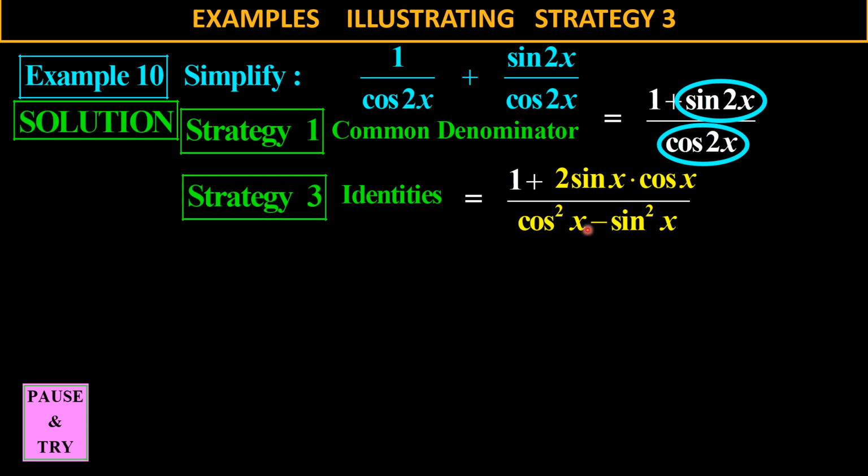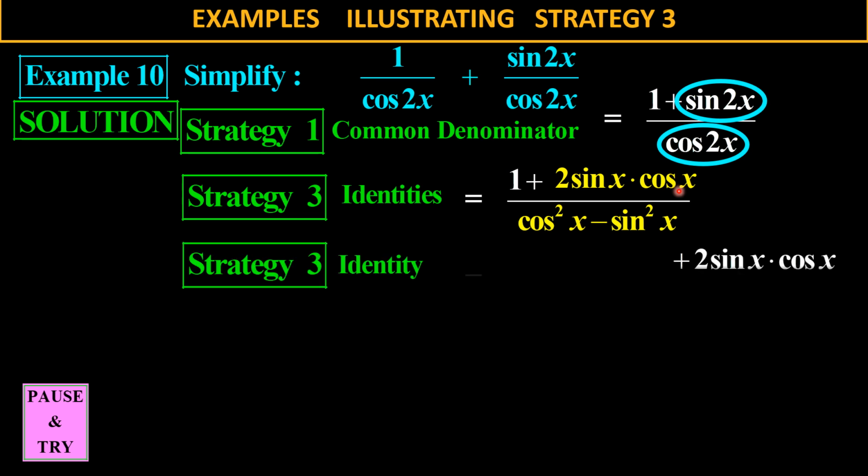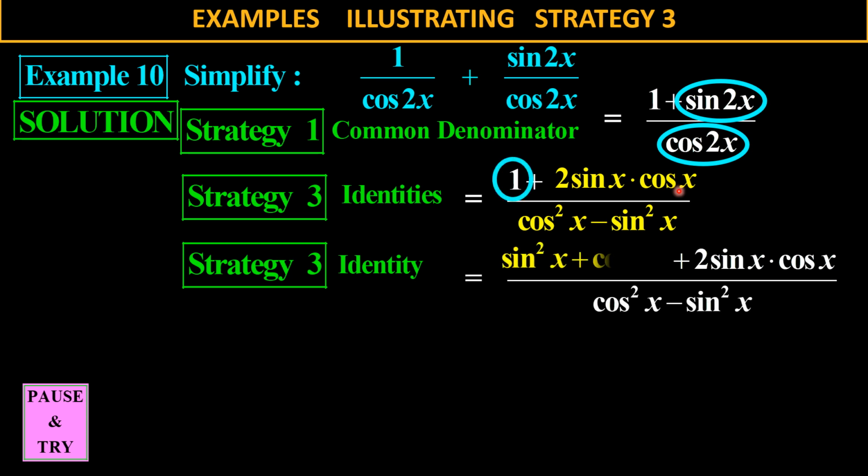Now, if we look at what we have here, there's no like terms, no cancelling, and I can't even factorize. So I have to use another identity. Which identity here? That's correct, there's an identity for 1. 1 is sine squared plus cos squared x. Here we replace 1 by sine squared x plus cos squared x.